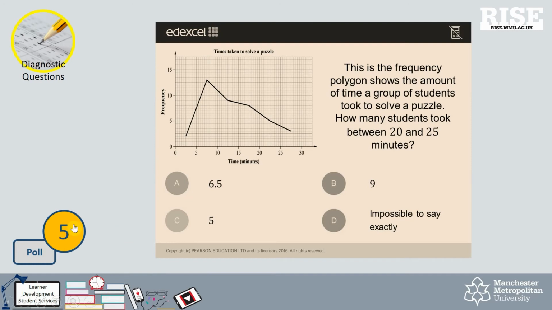Have a go at this question. So I want to know how many students took between 20 and 25 minutes. So I can see on my frequency polygon, the horizontal axis, here's 20 minutes and here's 25. And there's one point in the middle of there. So that would denote all of the students who took between that time. If I read across, I can see that there's 5 students who took between 20 and 25 minutes.